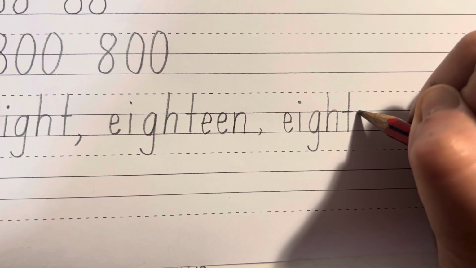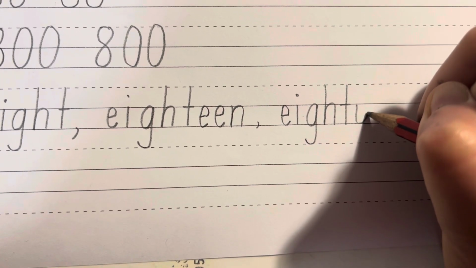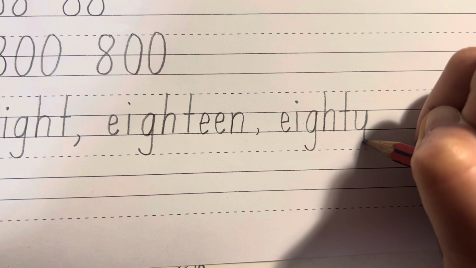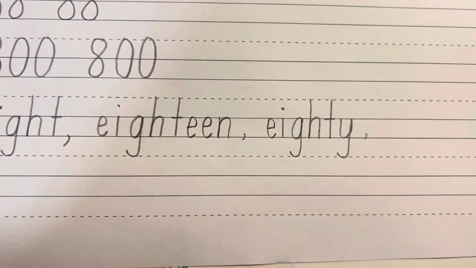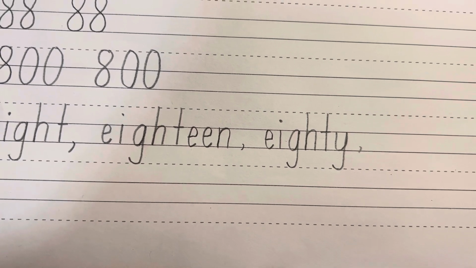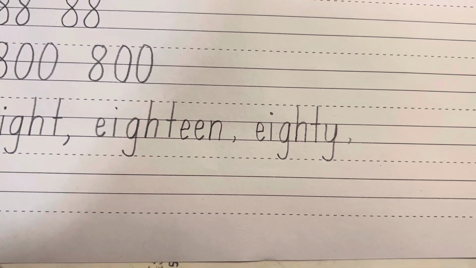Starting from the top solid line, go around and all the way down, touching the bottom dotted line. E-I-G-H-T-Y. That's how you write eighty. You can start.